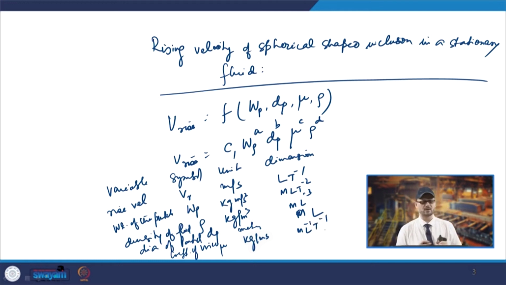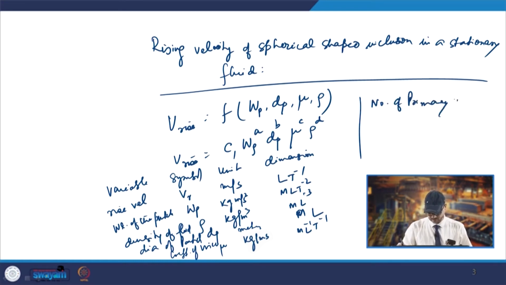So, once you know these dimensions, you have to equate on this side. You have to find the number of pi groups required in that case. Now, if you look at it, the number of primary quantities is 3. And the independent and dependent variables are Wp, dP, mu, rho and V, so that is 5. So, E is 5 and F is 3.